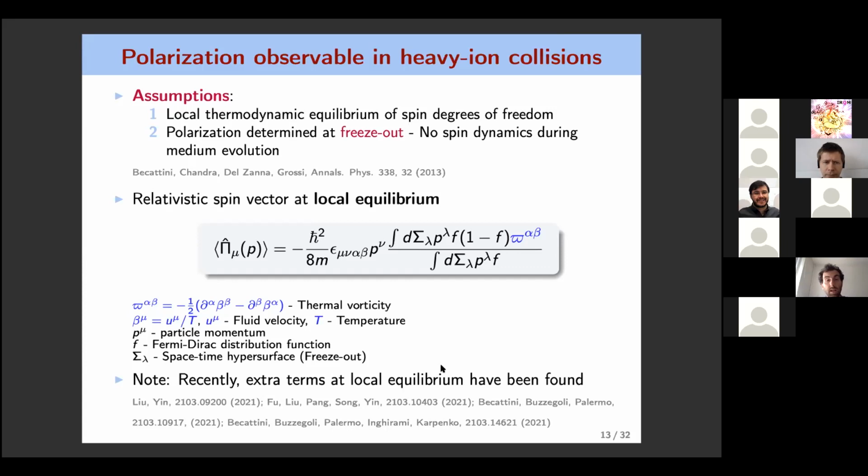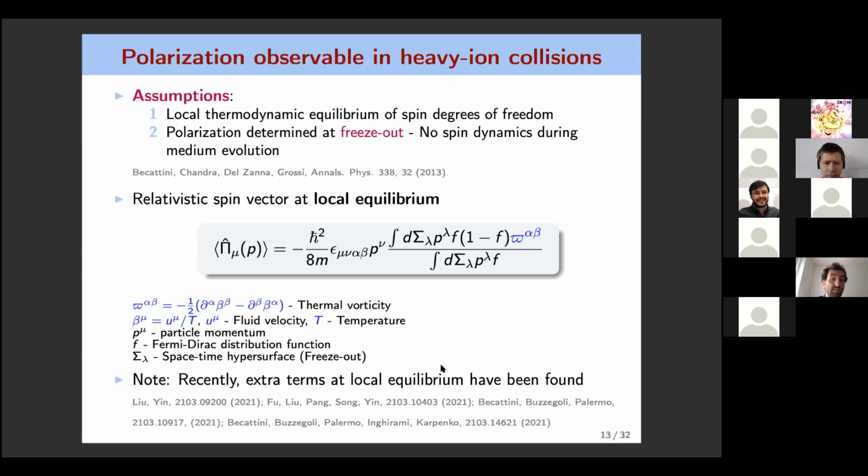And what I would like to stress, though, is that these theoretical developments and the polarization vectors, so this is basically the relativistic extension of the spin vector, are based on a few assumptions. Namely, that local equilibrium of the spin degrees of freedom occurs, so it is reached. And also that the polarization of the hadrons is determined at freeze out.